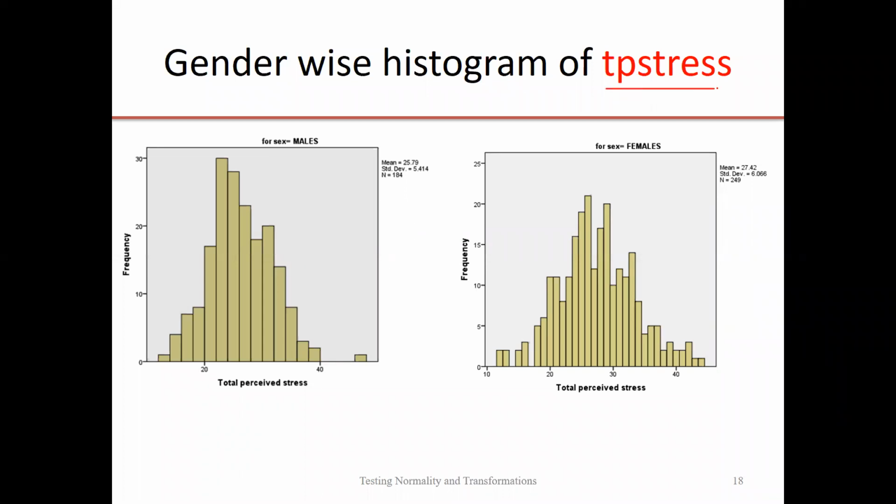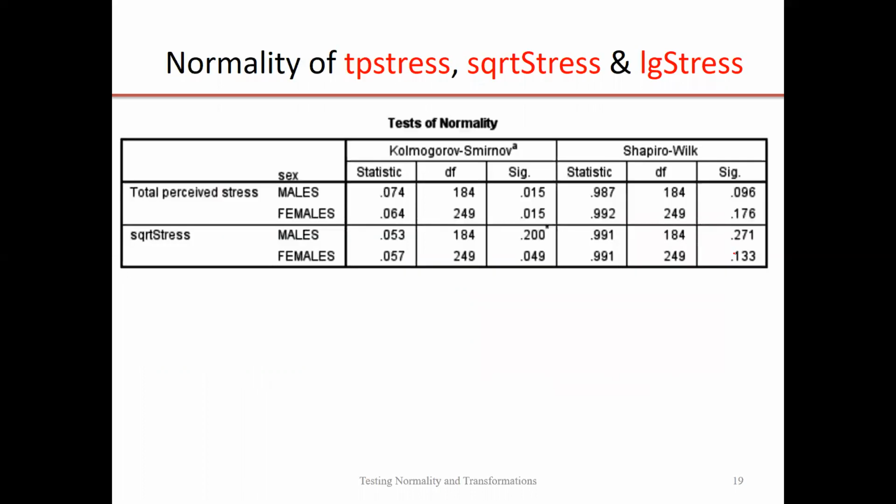The tpstress actual variable: these two graphs are the graphs of the actual variable. But this time, total perceived stress is not graphed collectively. It is graphed separately with male and female data. This is the data for males. This is the data for females. We cannot get a clear perception of normality in male and female by looking at these two graphs, so we are moving to the p-values.